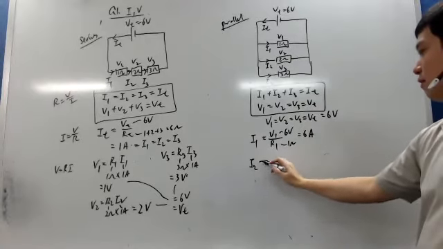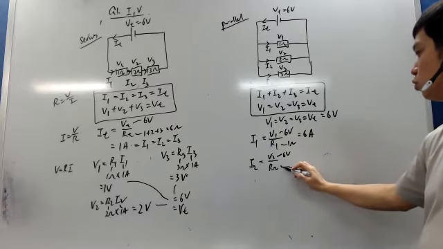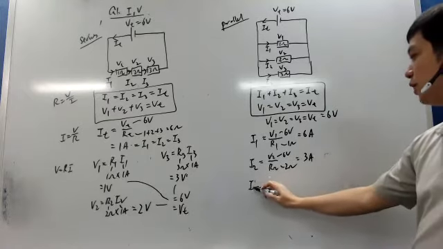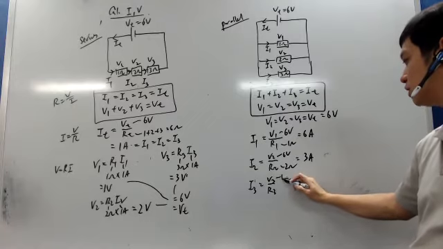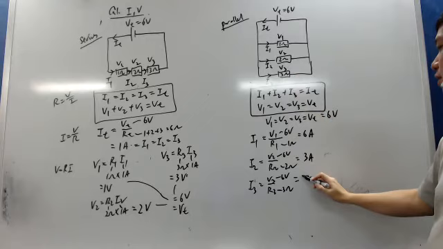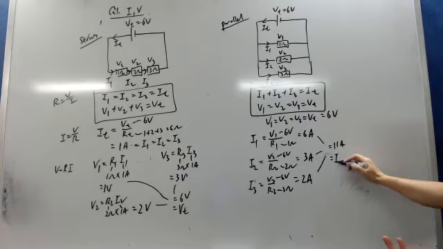I2 equal to V2 over R2. So V2, 6 volt, R2, 2 ohm. So 6 over 2, 3 ampere. I3 equal to V3 over R3. V3 is equal to V total, so 6 volt. R3, 3 ohm from here. So divide, you get 2 ampere. These three, if you add together, you will notice is equal to 11 ampere. It's actually equal to I total also.